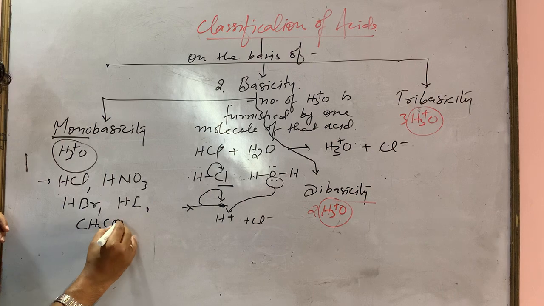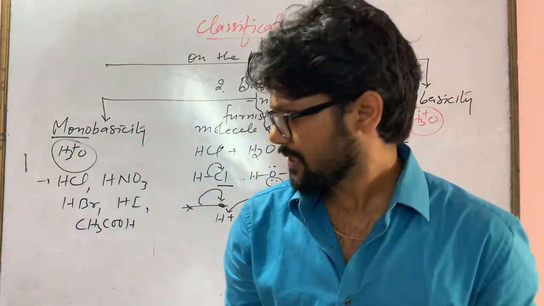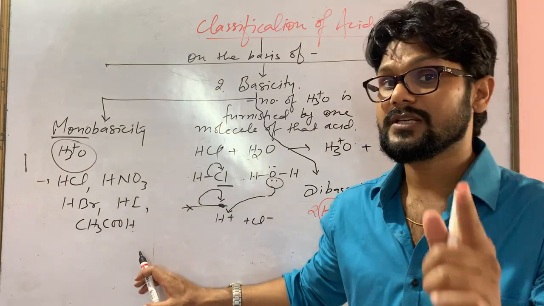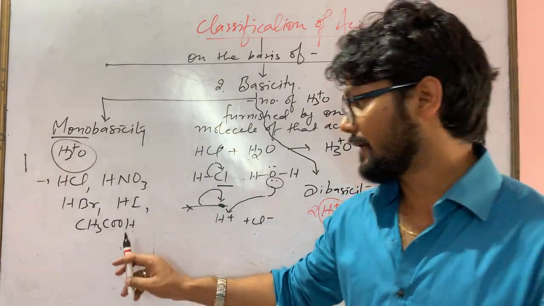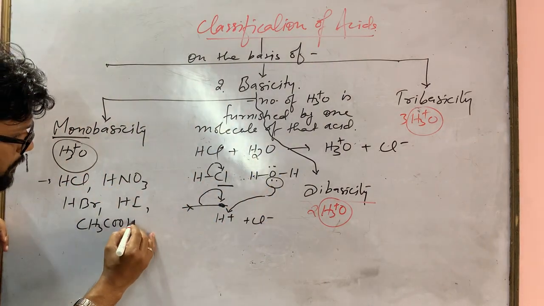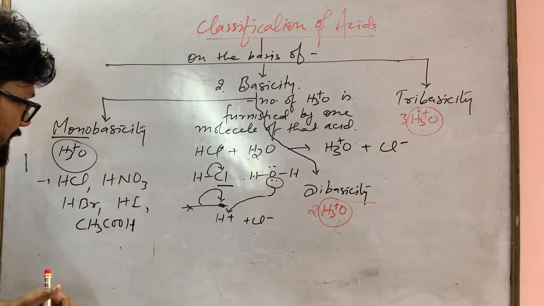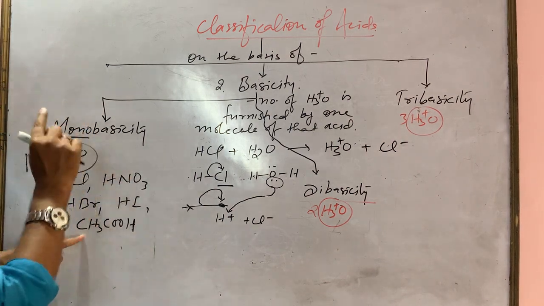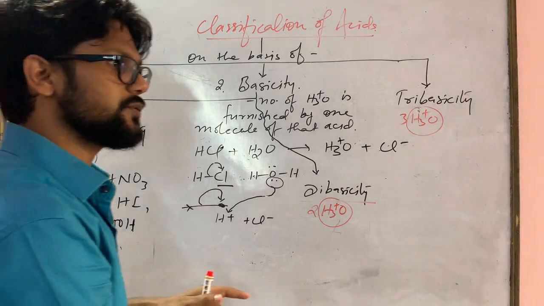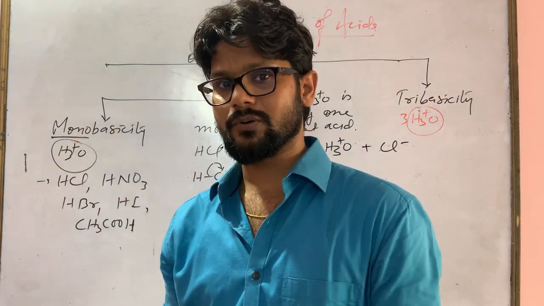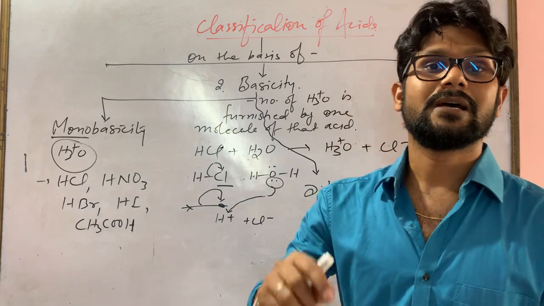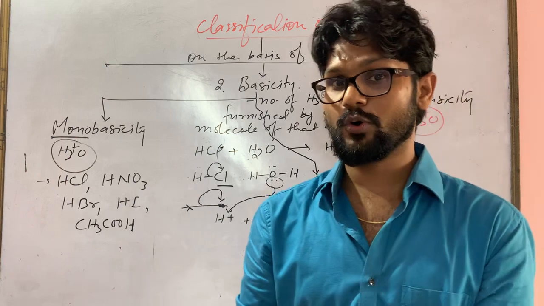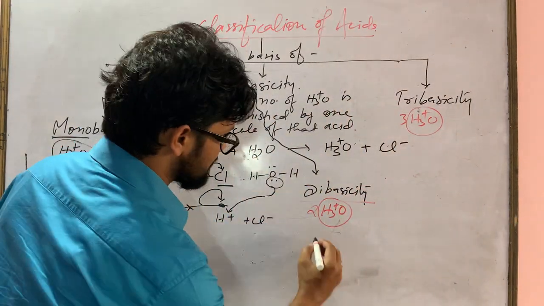Acetic acid, you can see here, just one mark here. There are so many hydrogens, there are 4 hydrogens, but only one hydrogen is replaceable from here. Only this H will be replaced. This contains one ionizable hydrogen. That's why acetic acid is a monobasic acid. It doesn't matter how many hydrogens there are. What matters is how many hydrogens are ionizable. This is the main point. Now we'll see the dibasicity examples.